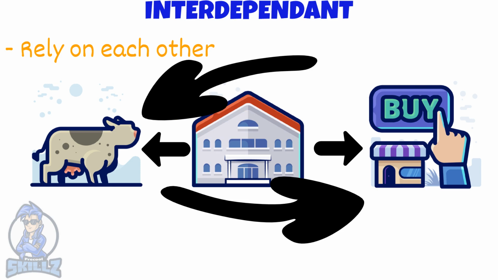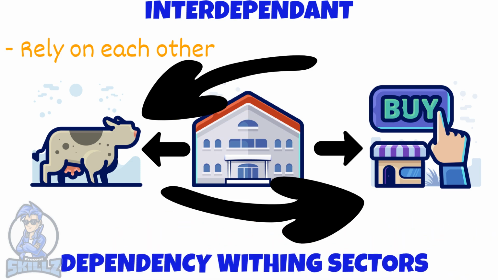There would also be dependence within each sector. For example, telecommunication services might rely on advertising agencies to promote their businesses. Both of these services are in the tertiary sector.